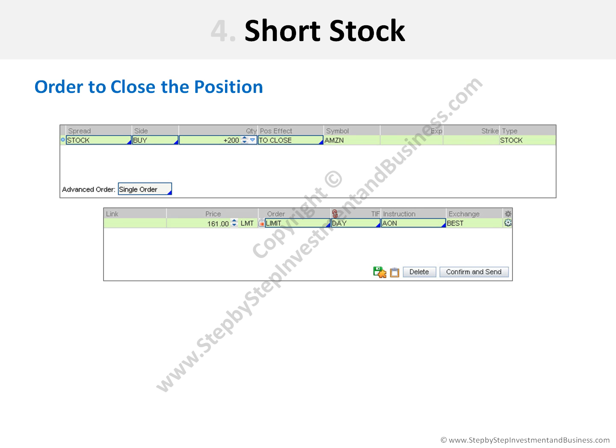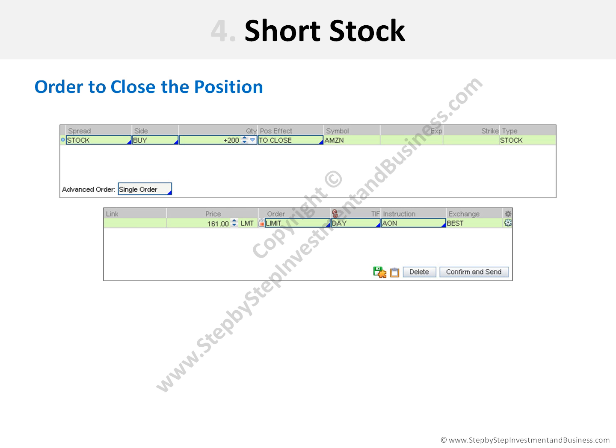Here is an example of the order we must enter to close the position. It consists of buying the 200 shares of Amazon that we had sold short. In the side column, we select the action Buy to indicate the purchase of shares, and in the Position Effect column, we select the option To Close to indicate that we want to close an existing position. The entered price is $161, and the order type is Limit. That is, we want to buy the shares at a maximum price of $161.